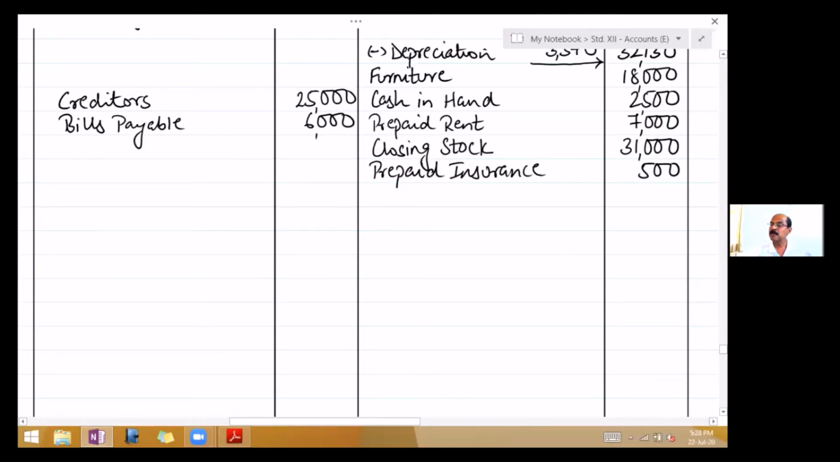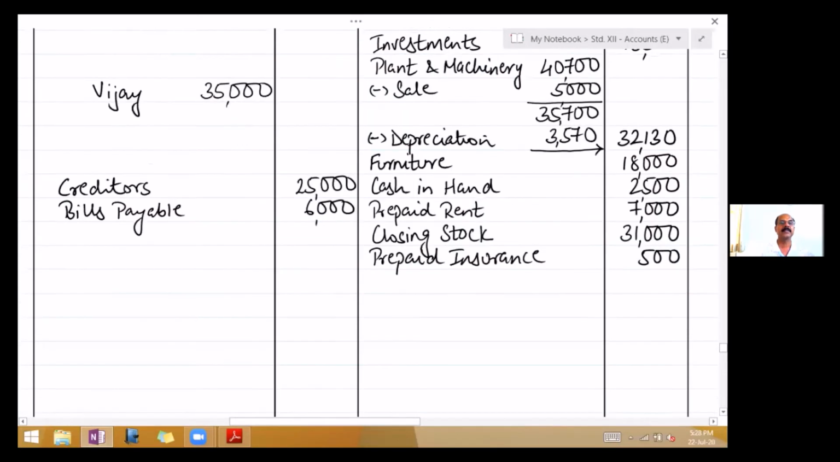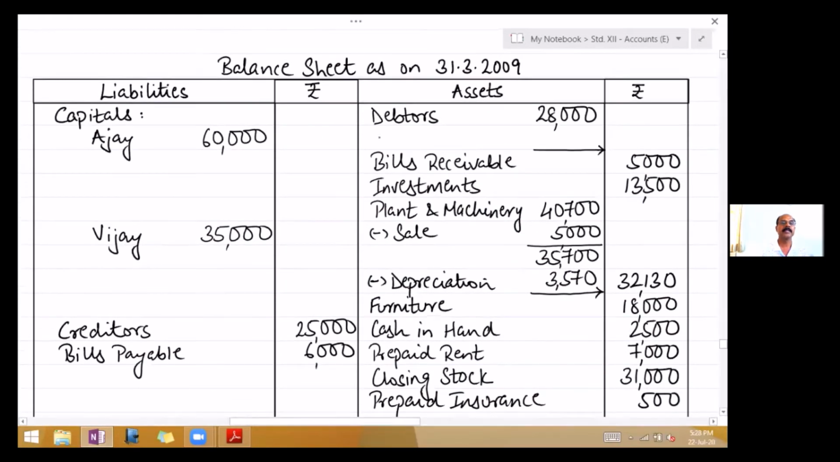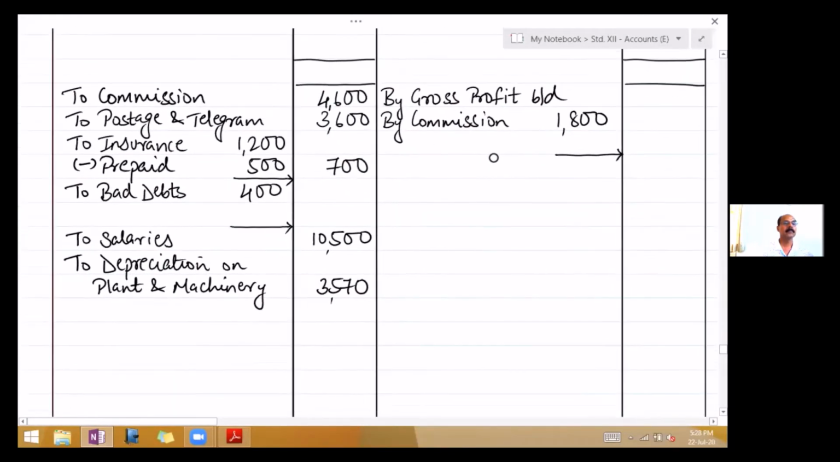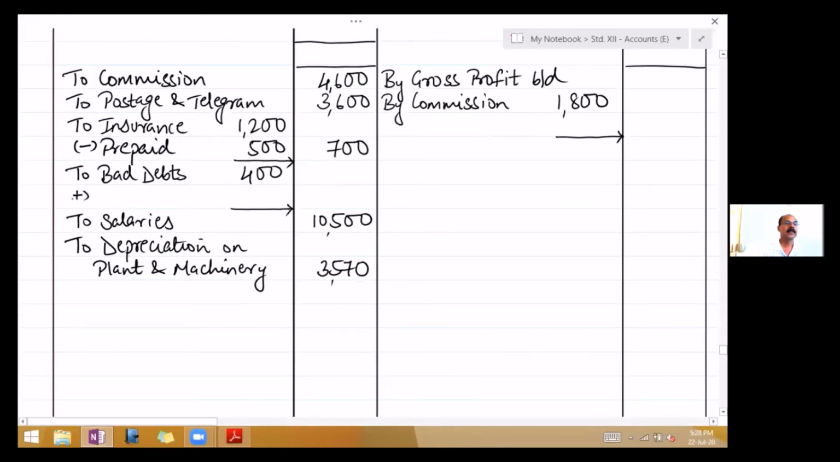Next, further bad debts 1,500. Deduct from debtors, bad debts, minus bad debts 1,500. Outer column 26,500. Second effect of bad debts, P&L debit plus new bad debts 1,500. Outer column 1,900.